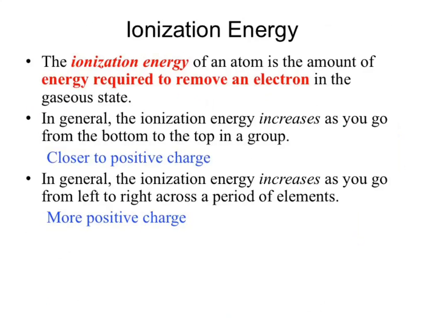Okay? What happens when we go left to right in the periodic table? Well, in that case, we're not changing the energy level. So our electrons are effectively going into the exact same position.